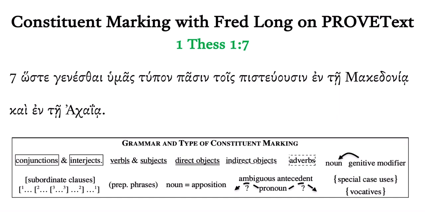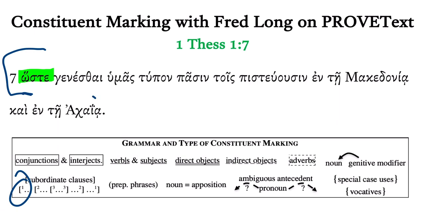So I see a hoste right away, so I'm going to put a box around it. This is a subordinating connector, so I'm going to put a bracket to start this subordinate clause. Hoste genesthe humas typon pasin tois pisteuousin en te Makedonia kai en te Achaia.